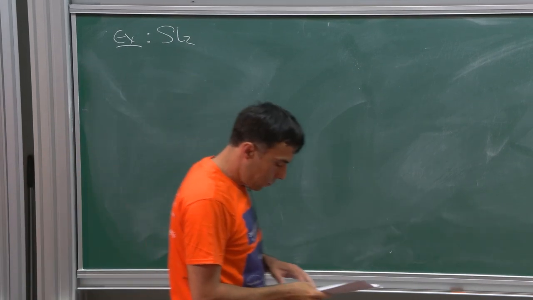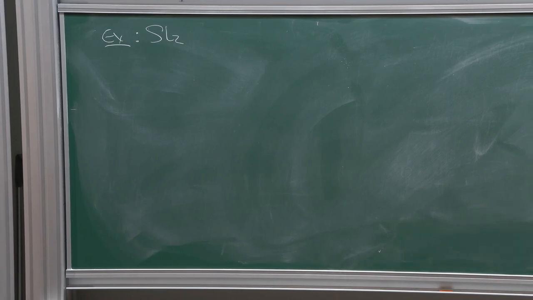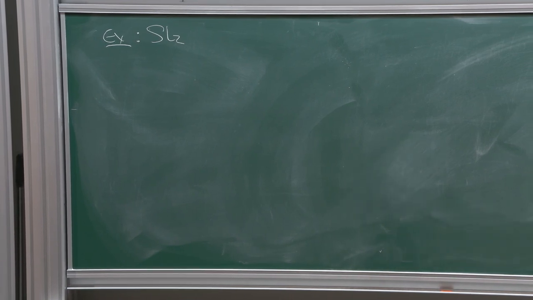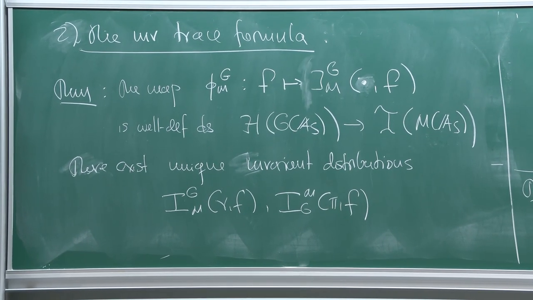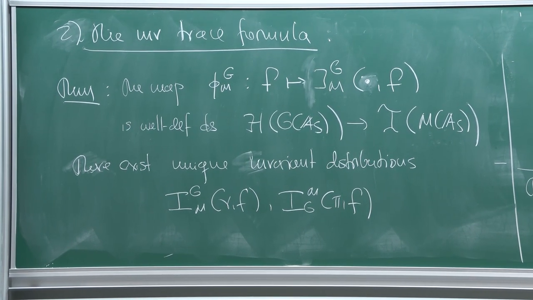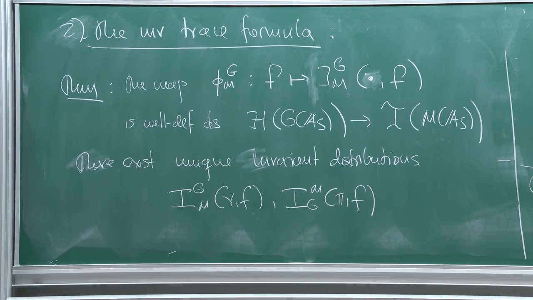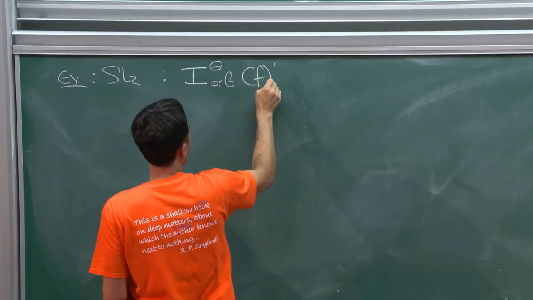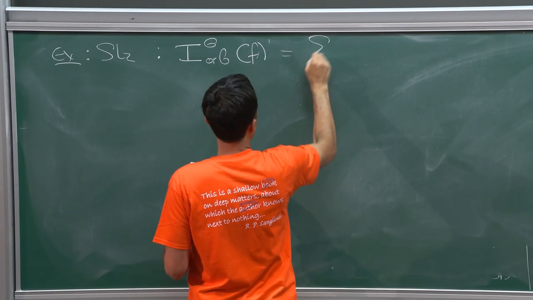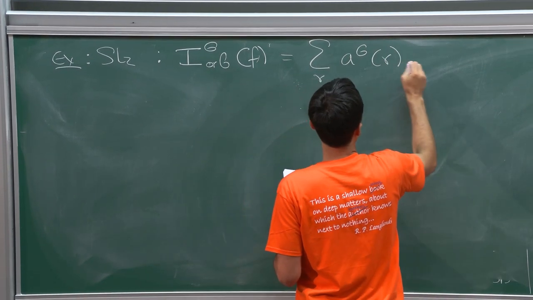So for SO2, let's consider the geometric side of the trace formula, but the side that is the summand for M equals G in this sum over M's. So what does this summand for M equals G consist of? This will be the so-called orbital part. Well, this is going to be a sum of orbital integrals.